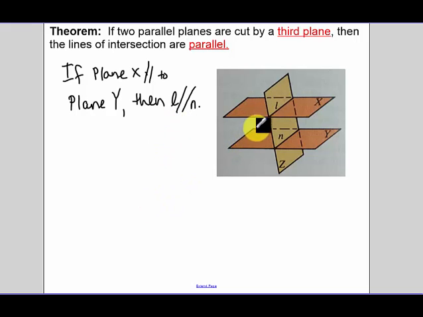Because it makes sense that L is in plane X and N is in plane Y. When two planes intersect, their intersection is a line. So therefore L and N are also in Z. So they are coplanar. They're in the same plane and they never intersect because they're in parallel planes.